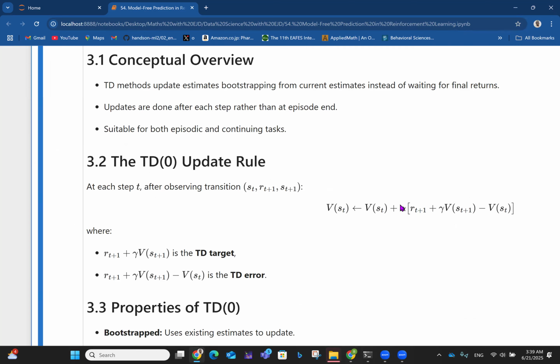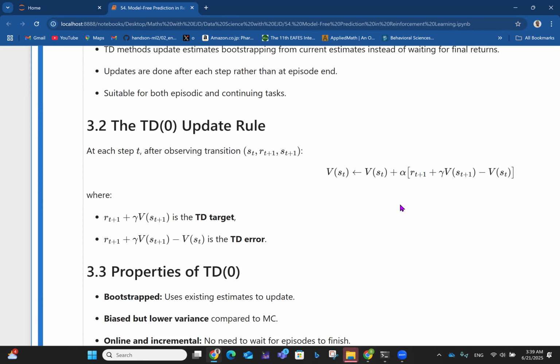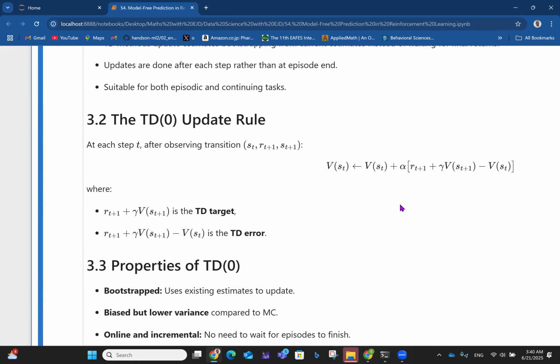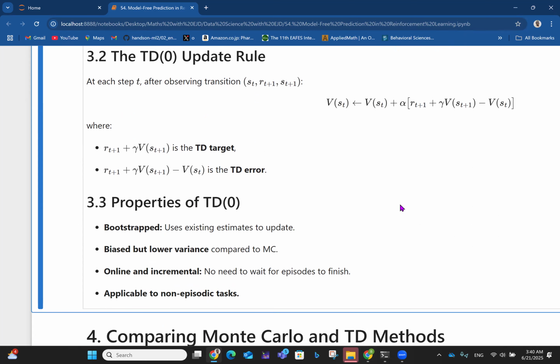Okay, so the TD(0) update rule is this: at each step t, after observing the transition s sub t, r sub t plus 1, s sub t plus 1, you update V of s sub t as shown there. Here, r sub t plus 1 plus gamma V of s sub t plus 1 is the TD target, the temporal difference target. And then you have the other one, the temporal difference error: r sub t plus 1 plus gamma V of s sub t plus 1 minus V of s sub t is the TD error.